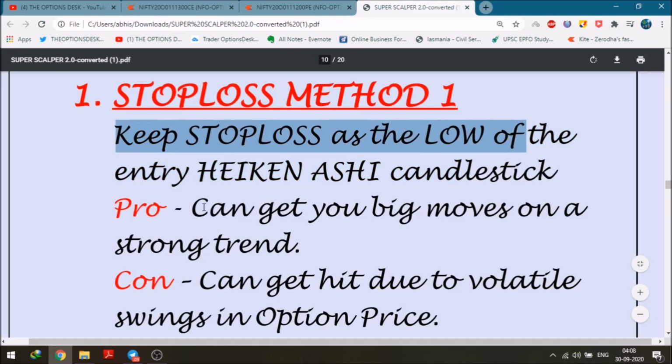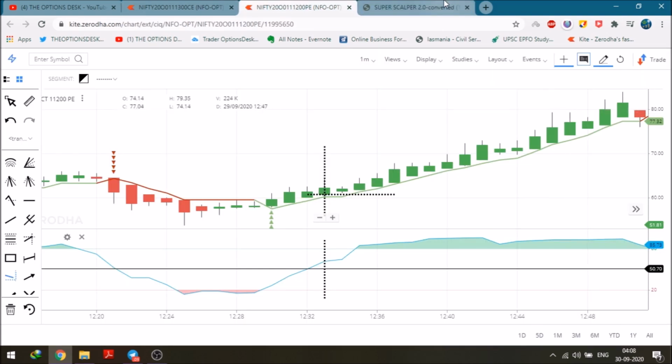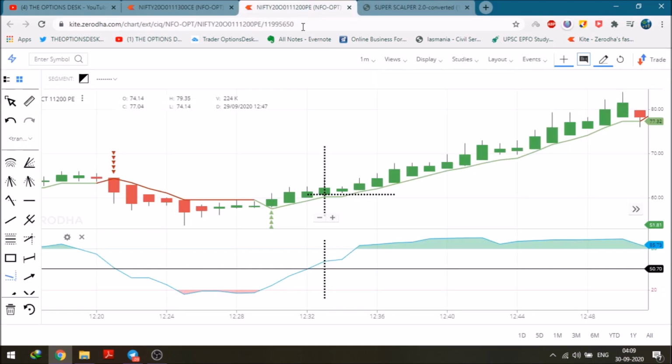Pros, you can get big moves on a strong trend. Okay, so this was a big move on a strong trend. Can get you big moves on a strong trend, and cons, can get hit due to volatile swings in the option price. Let's see, where does it get hit?